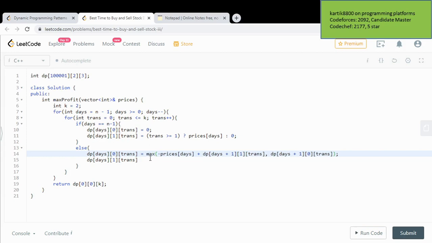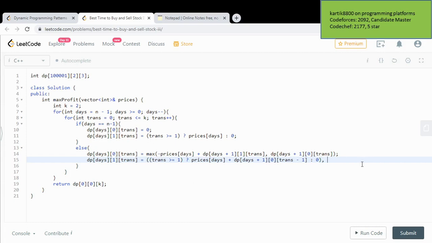So max. The other thing was, if you own a stock on this particular day, you can either sell it. Selling earns you this much money. And then you'd like to find out the best benefit you can get from the remaining days, given that you don't own a stock anymore and you can do one less transaction because you just sold it. Also, you can sell if and only if the number of transactions allowed is greater than or equal to 1. But if transactions allowed is 0, then you cannot even sell the stock you own because you are out of transactions.